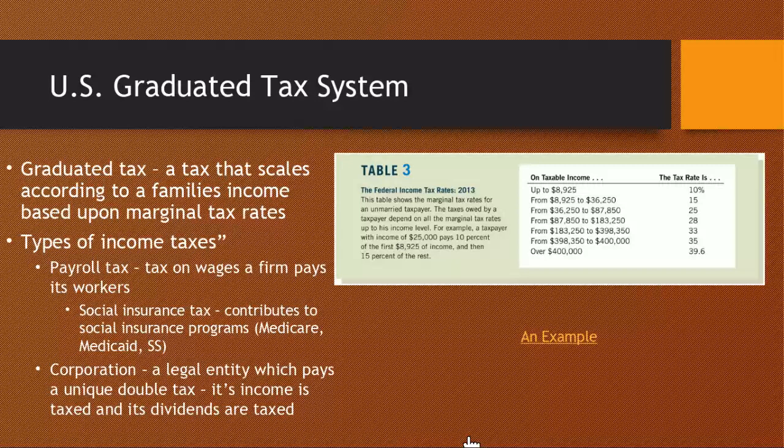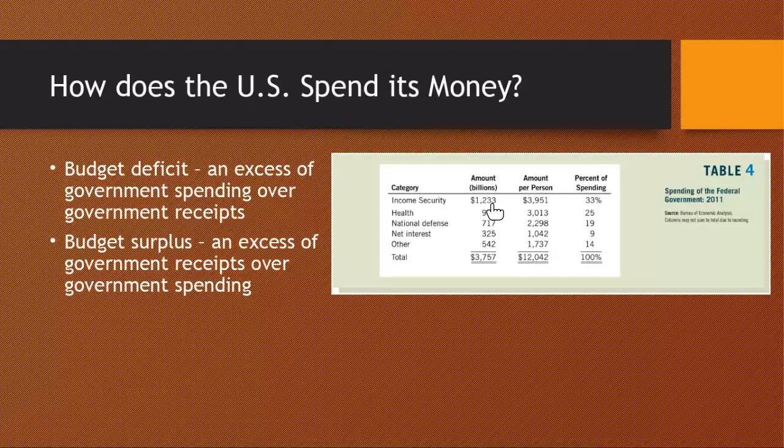So how does the U.S. spend its money? There are a couple of big ticket items. It has income security, the Social Security we've been talking about. This also includes things like wage disability. And notice that this is the single biggest part of U.S. spending, 33%. Health comes next at $940 billion, along with $3,000 per person, which is 25%.